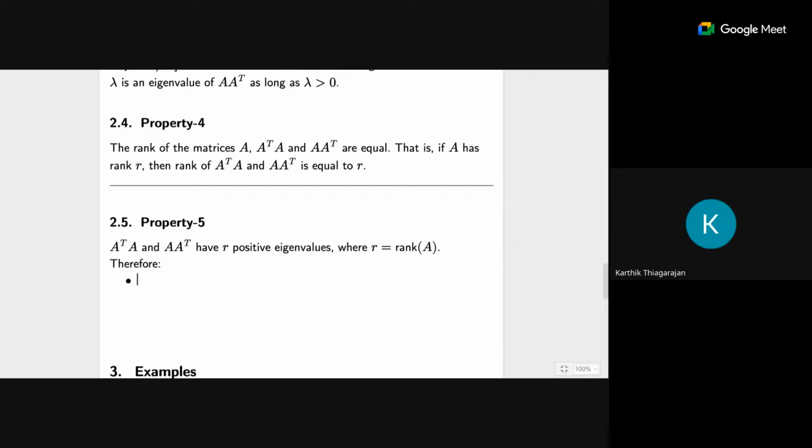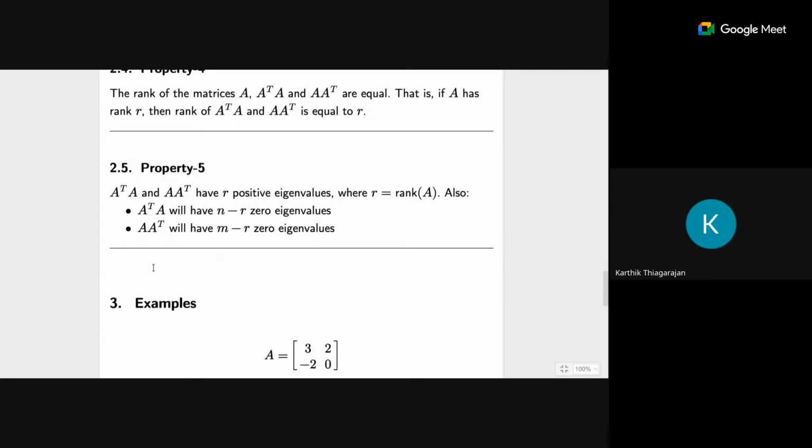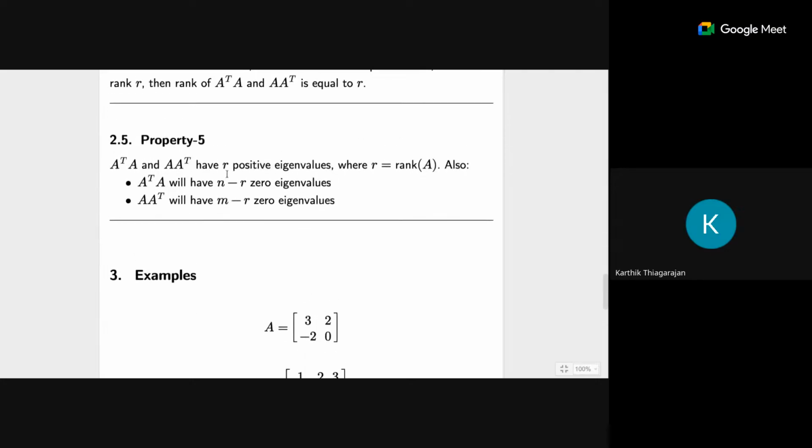Therefore we can conclude the following: A transpose A, remember, is of dimension n cross n, so it will have n minus R 0 eigenvalues, meaning eigenvalue 0 repeated n minus R times. A A transpose will have m minus R 0 eigenvalues. Is this clear to everyone? I'm not giving you the proofs for these, but if you want to see them, I can link them in the notes later. So neither A transpose A nor A A transpose guarantees invertibility. They need not be invertible. They will be invertible only if there are no 0 eigenvalues.